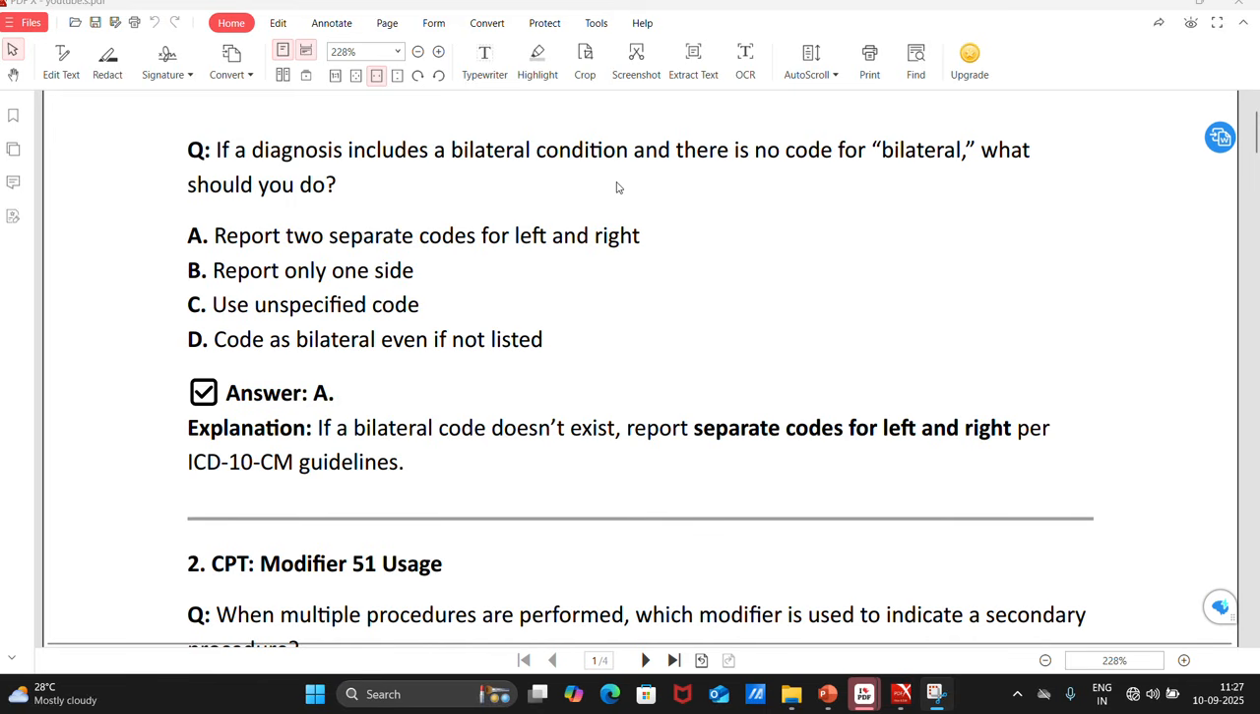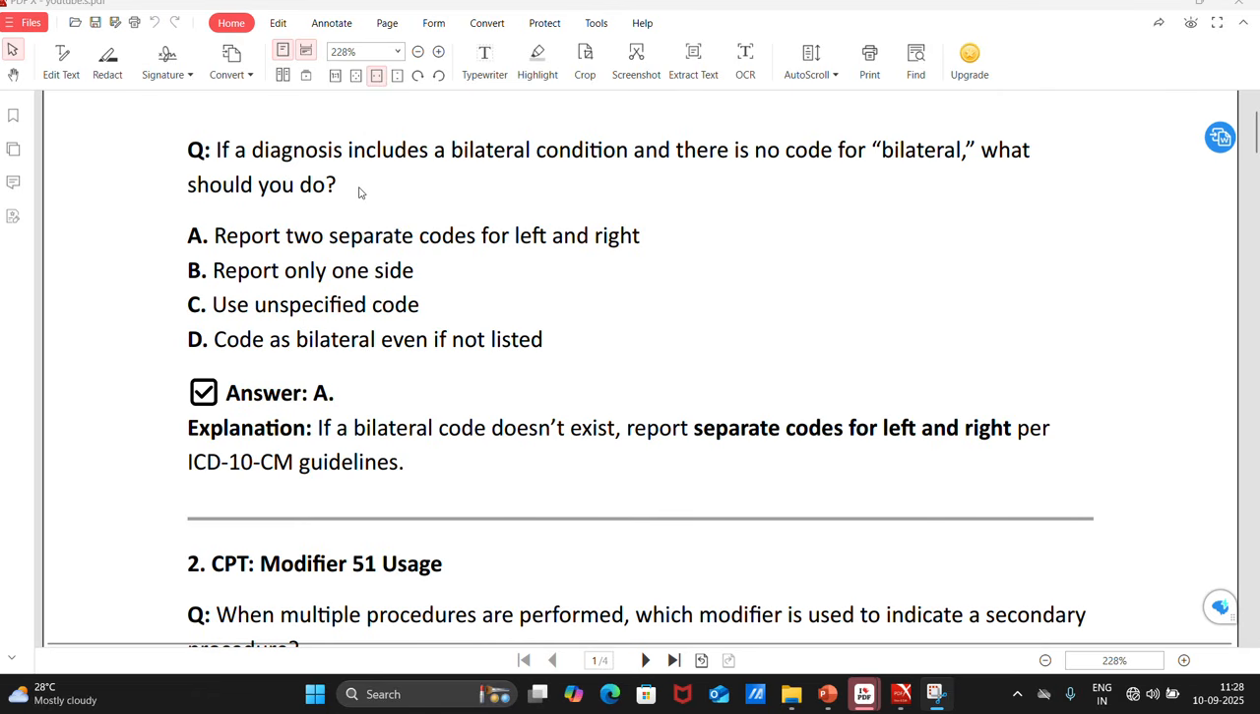Now, we're going to discuss the important advanced questions and answers. Actually, it's a combination of all categories like ICD, CPT, etc. And also some modifiers are there. So let's get started. Here is our first question.